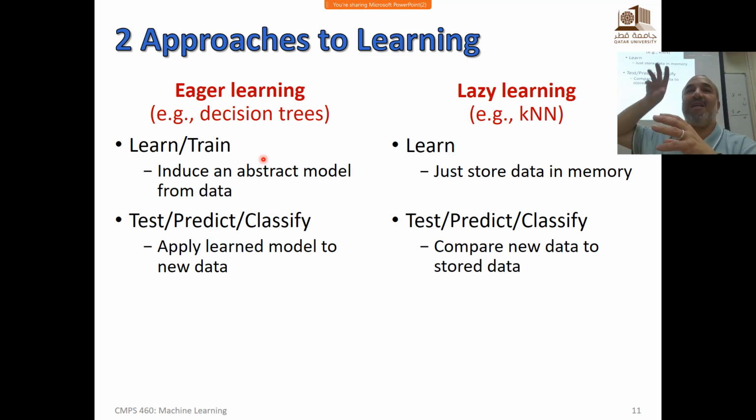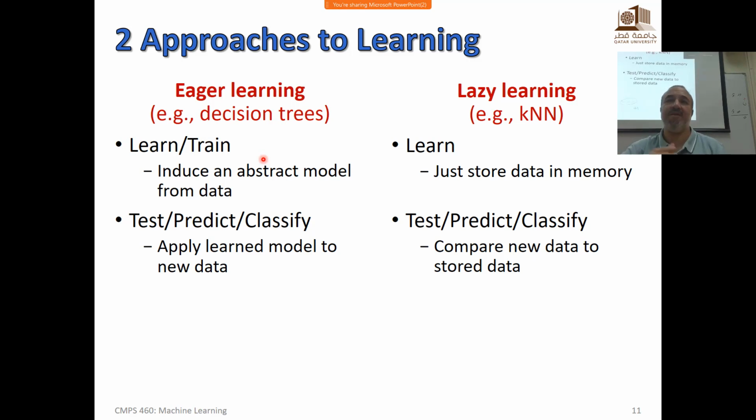Do we use the specific training examples in testing? No. We just use the model. We build the model, khalas. Training set done. We don't need it. We just keep the model, which is the tree, and it is used for prediction. So for prediction in eager learning, you just need the abstract model. In decision trees, of course, the model is a tree.